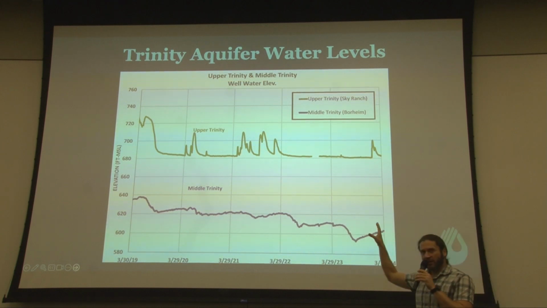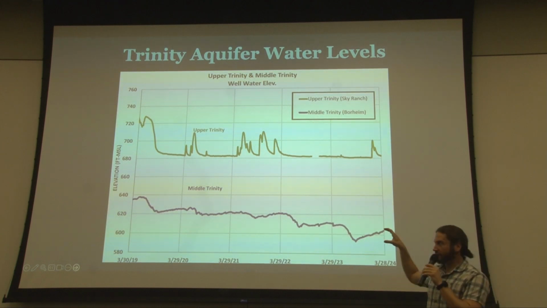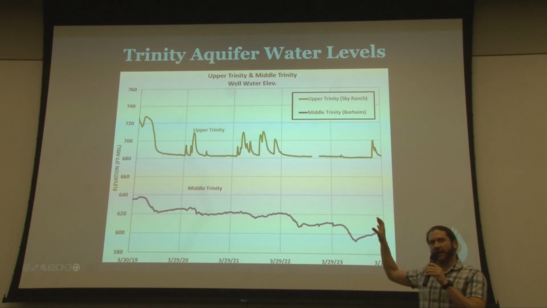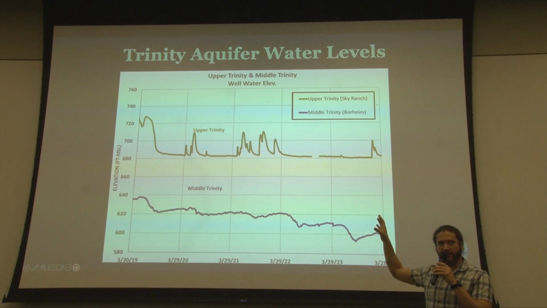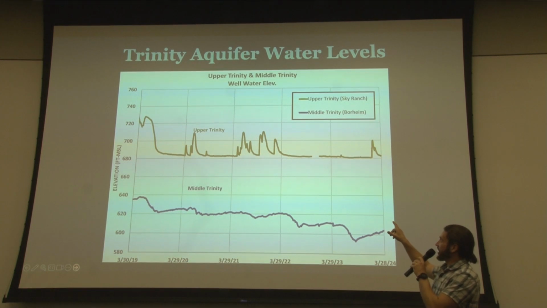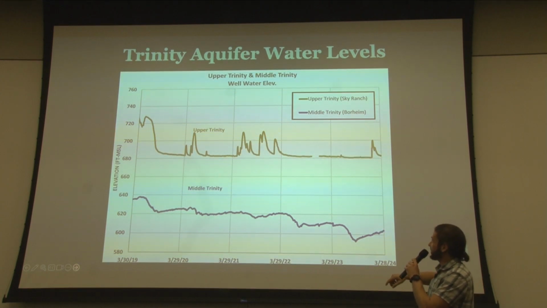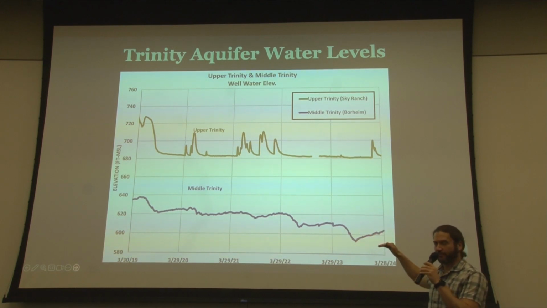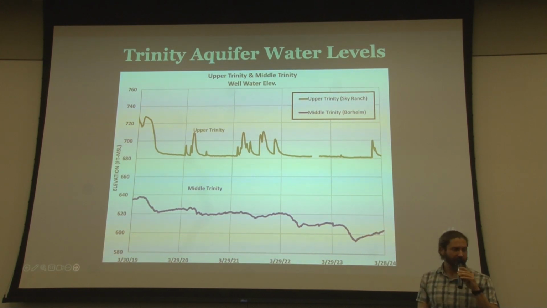The upper Trinity is hydraulically separated from the middle Trinity, and it's generally going to have a different behavior from the middle Trinity, so it's not necessarily representative of these longer term trends. But you can see the upper Trinity, this particular well at Sky Ranch, will respond to these short-term rainfall events, but then fairly quickly it tends to drop back down to that baseline level.